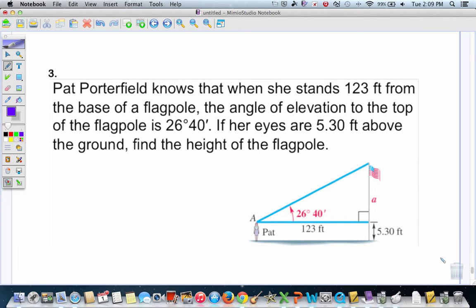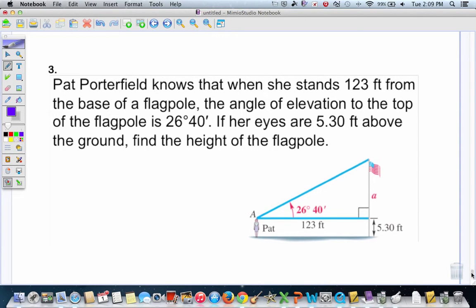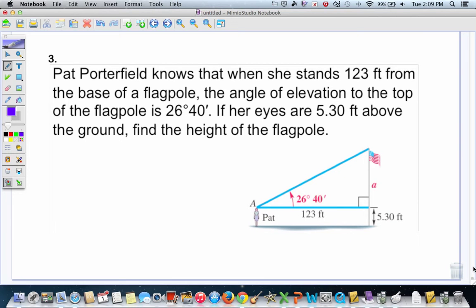Pat Porterfield knows when she stands 123 feet from the base of the flagpole, the angle of elevation of the top of the flagpole is 26 degrees and 40 minutes. Her eyes are 5.3 feet above the ground. Find the height of the flagpole. In this case, you can see our diagram is already drawn out for us. We're trying to find the height of the flagpole, which is side A. We know the base of our triangle, which is the distance Pat is from the flagpole, will be 123 feet. So in relationship to our 26 degree 40-minute angle, side A is the opposite side, side 123 is the adjacent side. That is a tangent function.